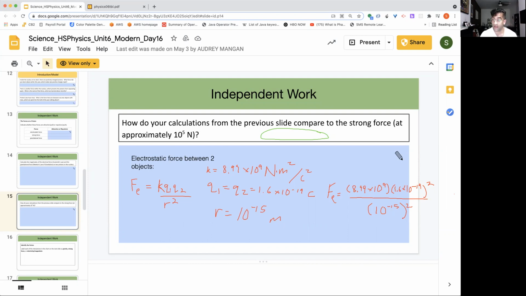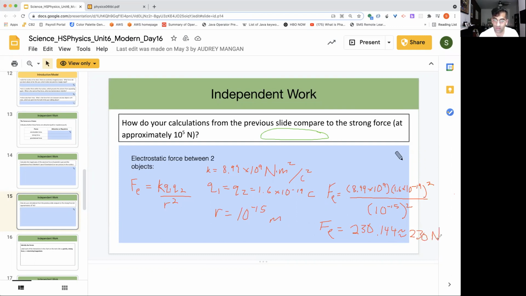And now we're going to divide that by 10 to the negative 15th squared, which ends up being 10 to the negative 30th power. And now that's going to give us a tremendous amount of force, given what we're studying is so microscopic. The electrostatic force you should have gotten is 230.144. And we're going to say that that roughly equals about 230 newtons.